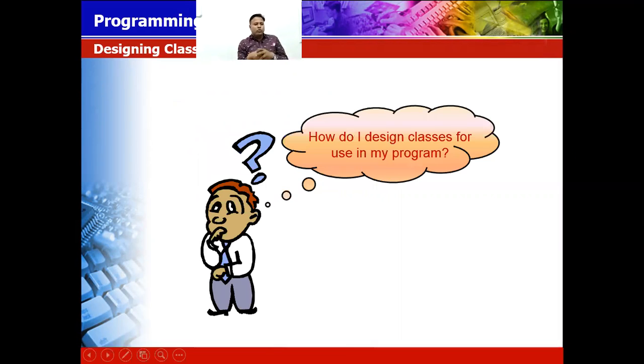So how do I design the class to use in my program? Before you write a program, first of all, you have to know the concept of how to build the program. That is very important. Data analysis is the first step for designing any kind of application. First, you analyze the information.